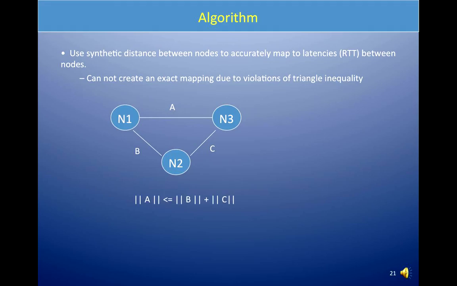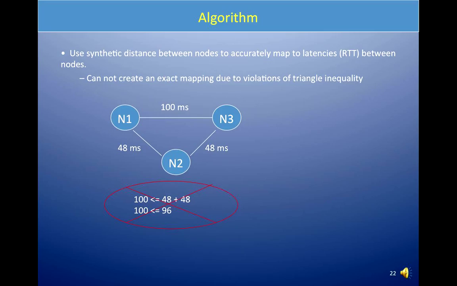Can we have this triangle inequality in our networking systems? Let's take an example. Let's say the RTT between node n1 and n3 is 100 milliseconds, node n1 to n2 is 48 milliseconds, and node n3 to n2 is 48 milliseconds. According to the triangle inequality, 100 should be less than or equal to 48 plus 48, which is 96. Is that true? No. Why can this happen?